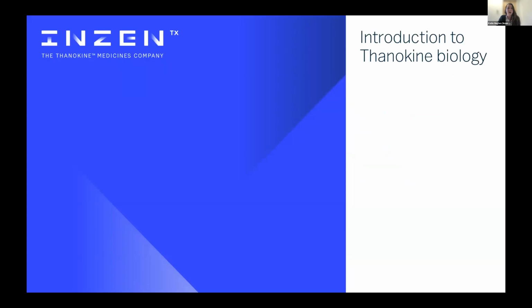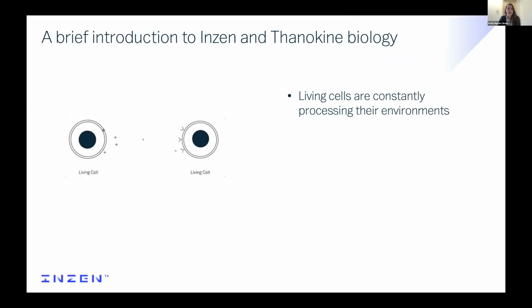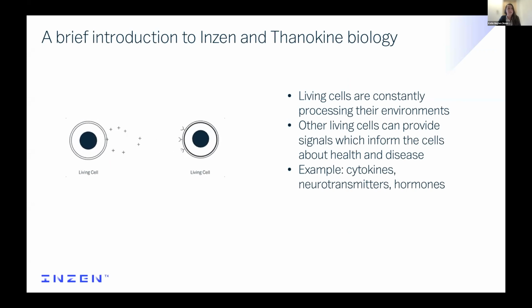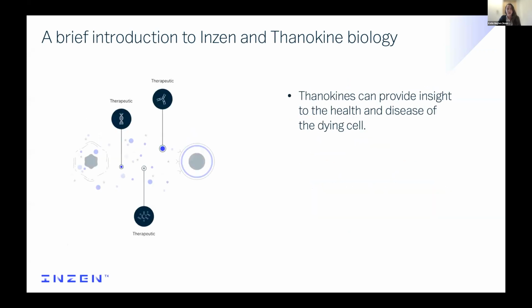So I'd like to introduce a concept called Thanokine biology. Living cells are constantly processing their environments, and other living cells can provide signals which inform these cells about health and disease. Examples of those could be cytokines, neurotransmitters, hormones.